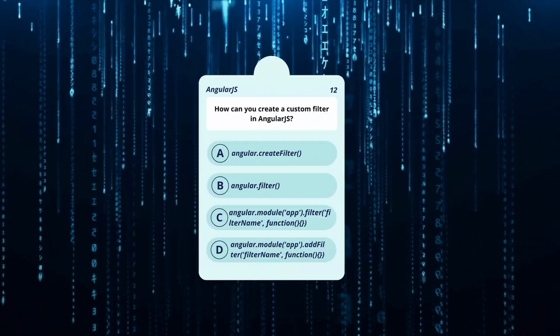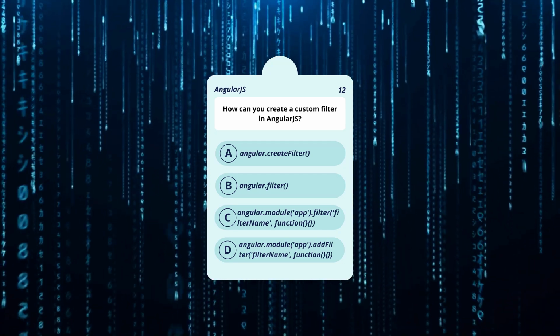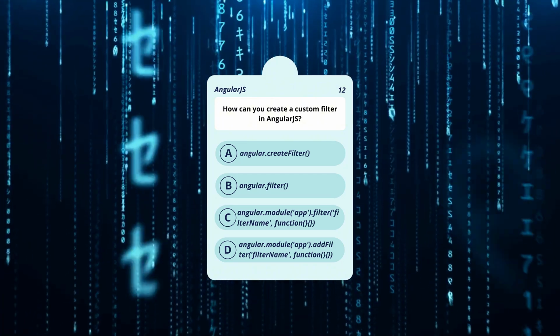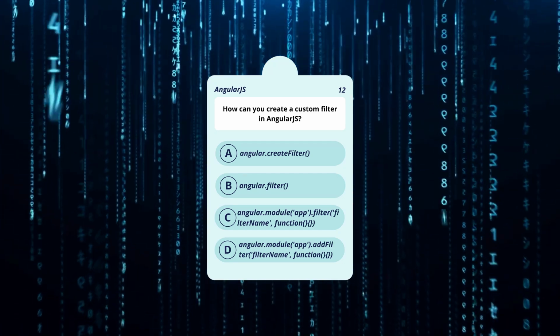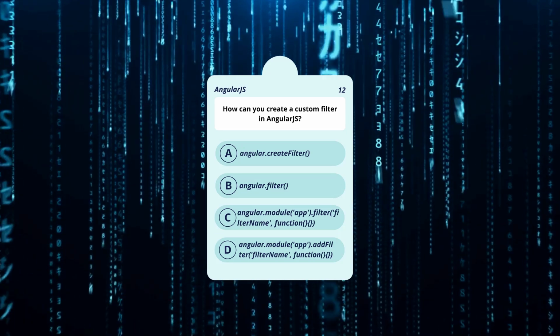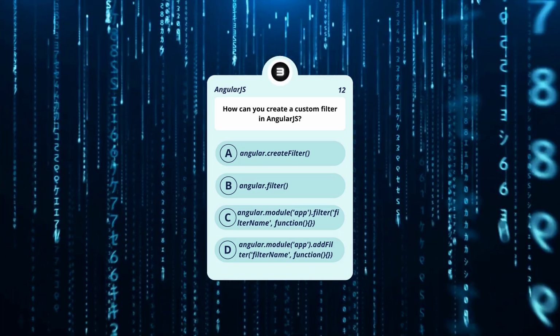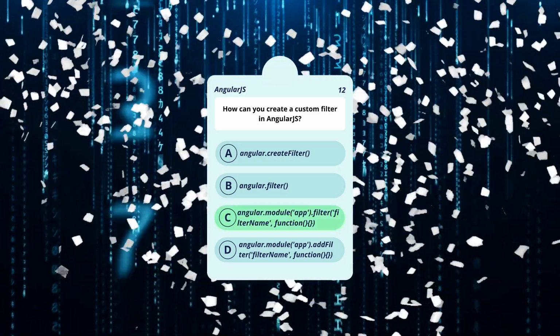How can you create a custom filter in AngularJS? A. angular.createFilter. B. angular.filter. C. angular.module(app).filter(filterName, function). D. angular.module(app).addFilter(filterName, function). Answer C.